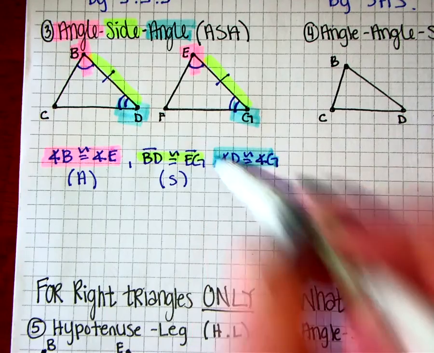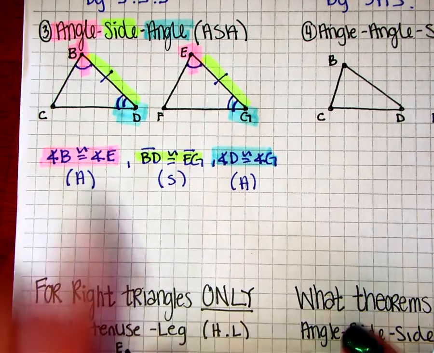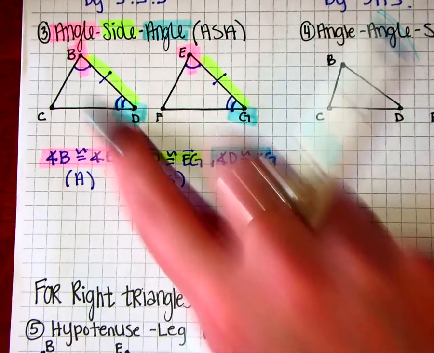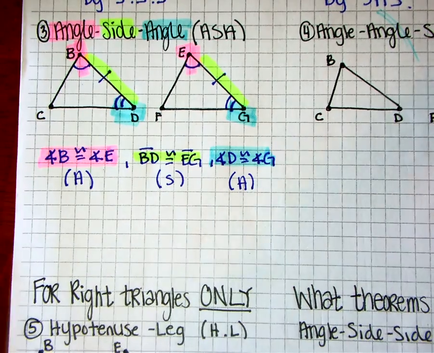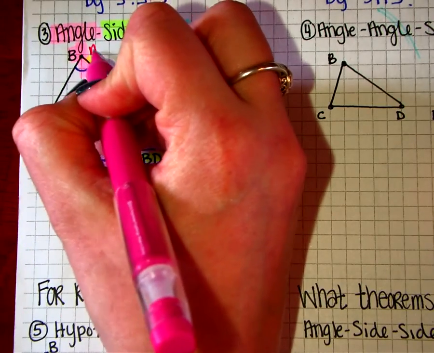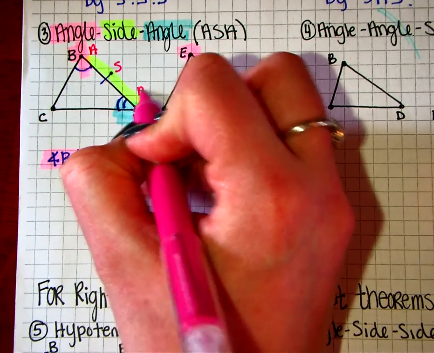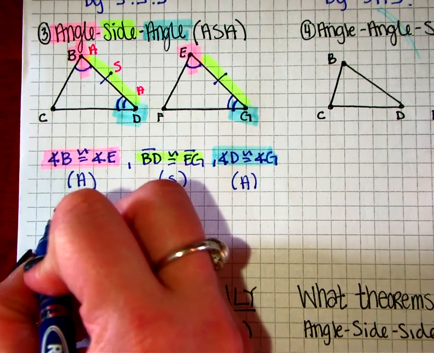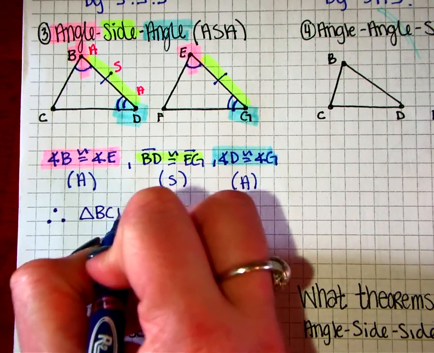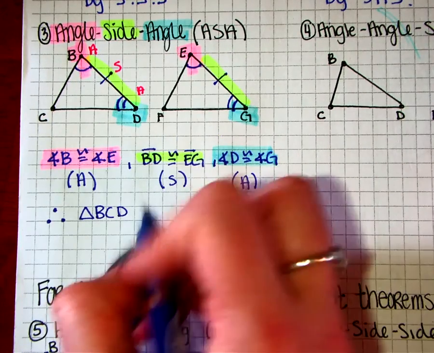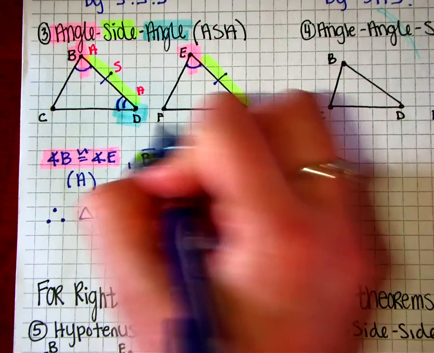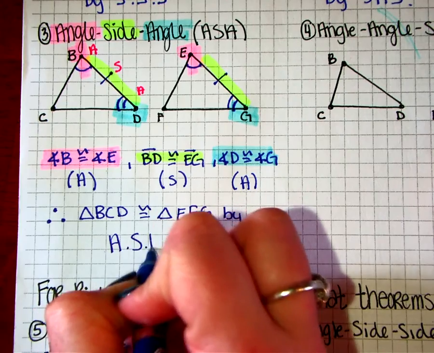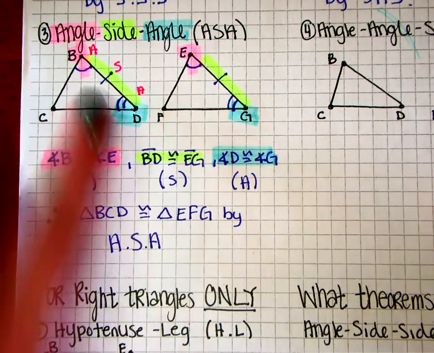They're basically the end points of the segment. We've got angle, side, angle. Segment BD has B and D as its end points. Okay? And you can also label this. Curves mean angle, bars mean side. Angle, side, angle. It will spell it out for you if you label. So therefore, triangle BCD is congruent to triangle EFG by angle, side, angle. Notice here, again, the side is between the angles.